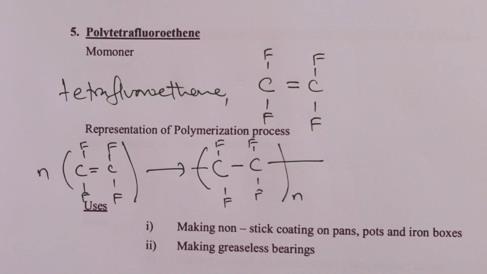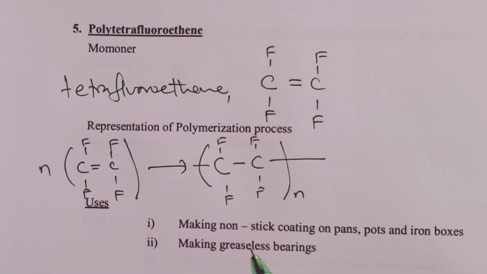Now this has the following uses. First, we use polytetrafluoroethene to make the non-stick coating, which is usually found in cooking pans, cooking pots, or underneath the iron boxes, of course electric iron boxes. We also use polytetrafluoroethene to make what we call greaseless bearings. These are used in moving machine components.